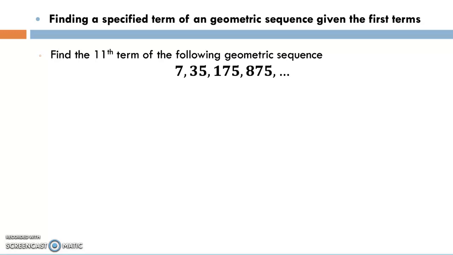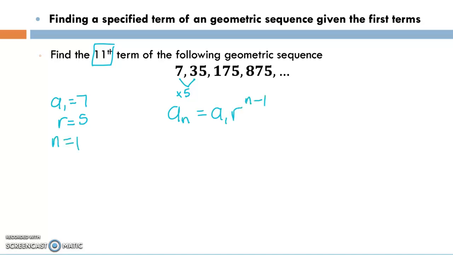What am I multiplying by? To get from 7 to 35, I'm multiplying by 5. I could also take 35 and divide by 7 to find out what that is. So that means my first term is equal to 7. My r value is equal to 5. And then I want to find the 11th term. So in my equation, a sub n equals the first term times r to the n minus 1, n is going to equal 11.